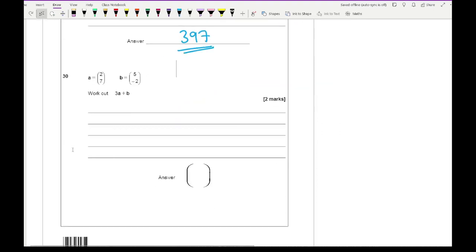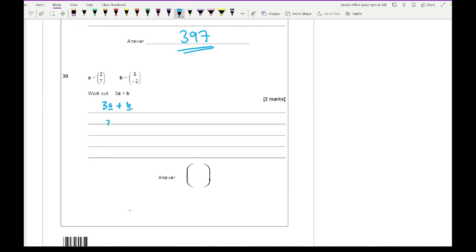Now for question 30, it's looking at vectors. So what I need to do here, now these are pretty simple in terms of how we actually do this. What we need to do is multiply vector A by 3 and add it to B. So I've got 3A plus B, not 3B, so let's just get rid of that.